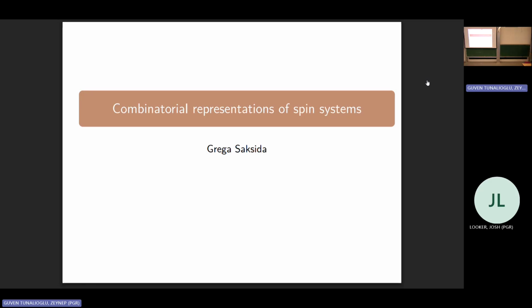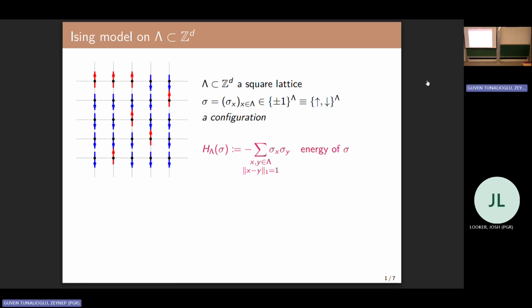Thank you. That is actually a bit misleading. I will only show one combinatorial representation, but there are multiple of them. So the first slide is very similar to the one from last year. So we'll start with a model that's sort of meant to model how magnetism works.